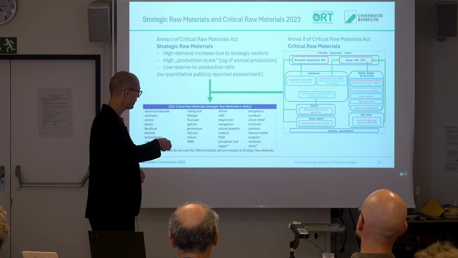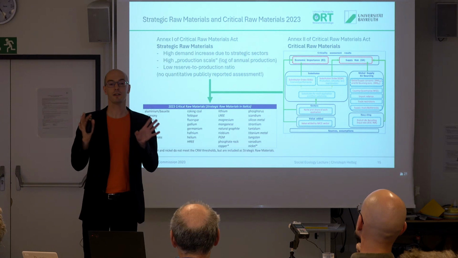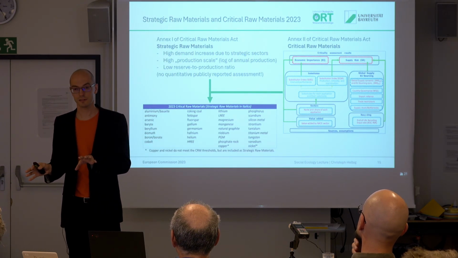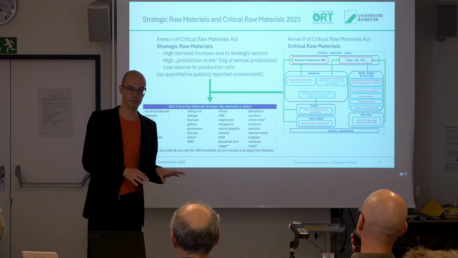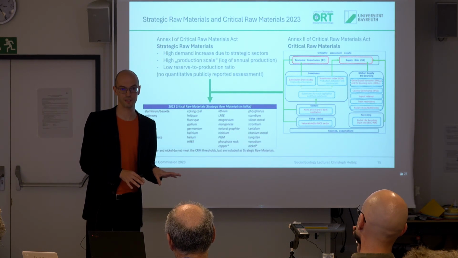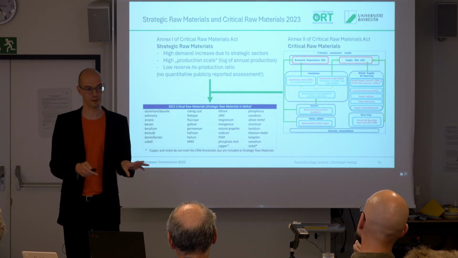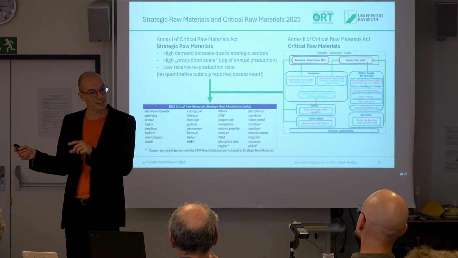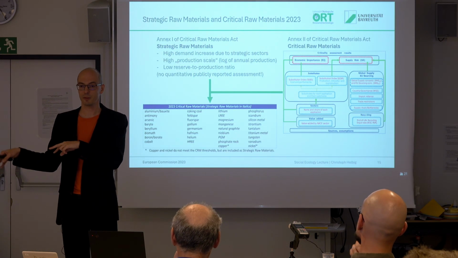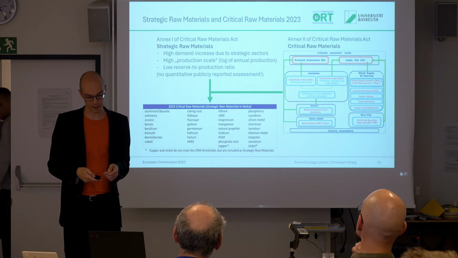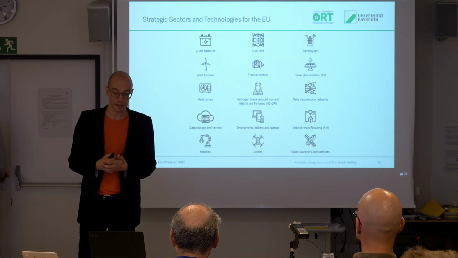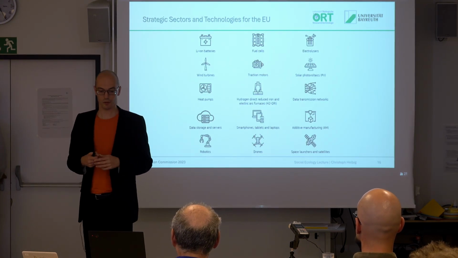Copper and nickel, we'll get back to why exactly. They are strategic raw materials, although they shouldn't be critical raw materials. So therefore, they are now on the critical raw materials list. All the provisions count for them as well. But, well, actually, there is no supply risk for those. Or at least not according to the EU framework.